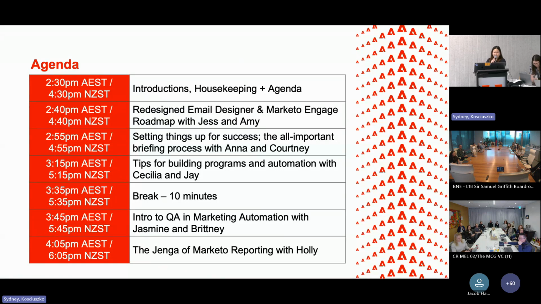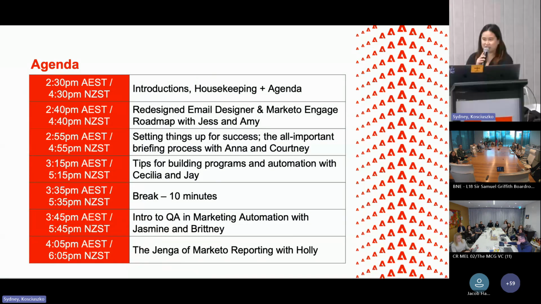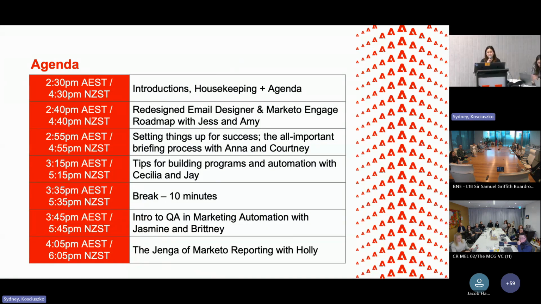After that, we have Anna and Courtney from New Zealand. They're going to share the all-important briefing process. This is really important because this is pretty much going to set you up for the success of your campaign. Then we have Cecilia and Jay, our two beautiful Melbourne leaders. They're going to share their tips on building the program and automation in Marketo.